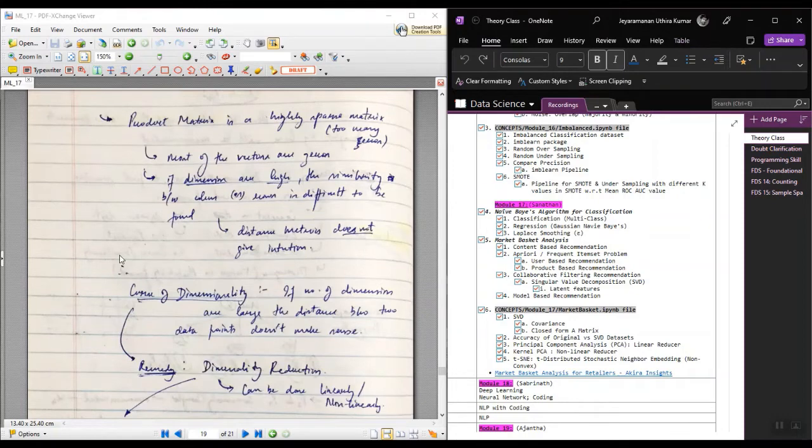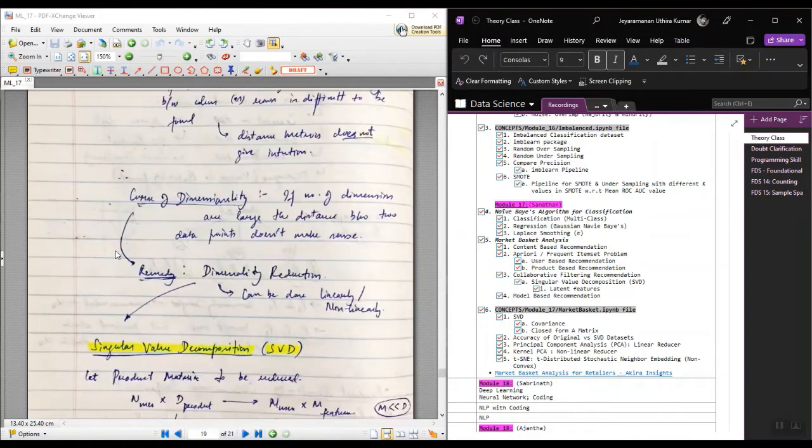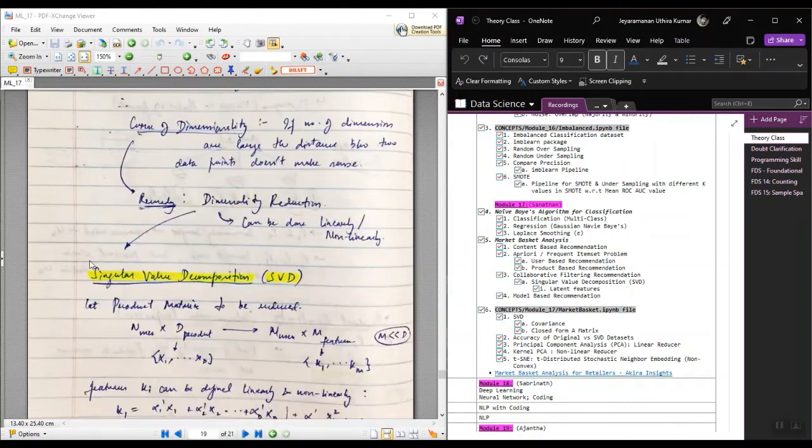This kind of situation is called the curse of dimensionality. It means if the number of dimensions is too large, the distance between two data points doesn't make any sense. So the remedy is to reduce the dimension of the matrix. It's called dimensionality reduction and can be done linearly as well as non-linearly. To reduce the dimensionality, we use a method called SVD, singular value decomposition.